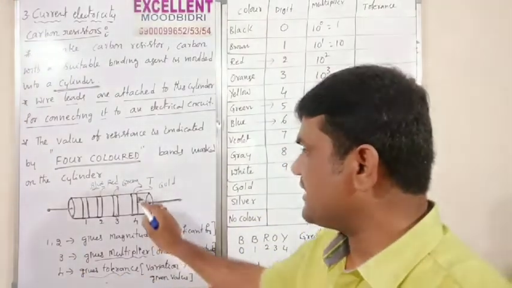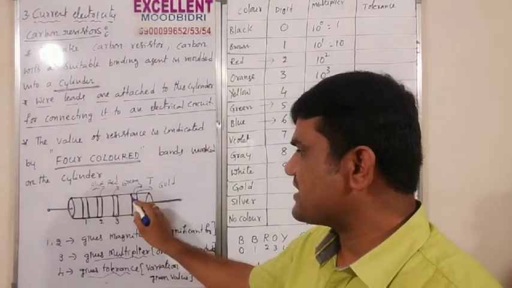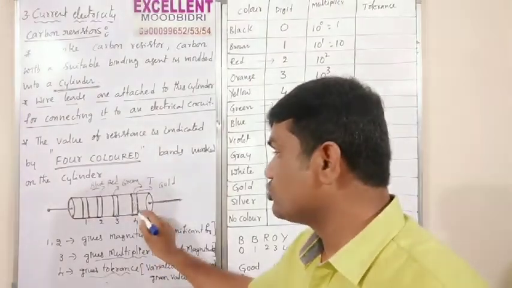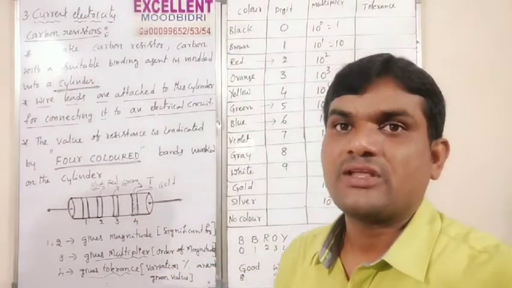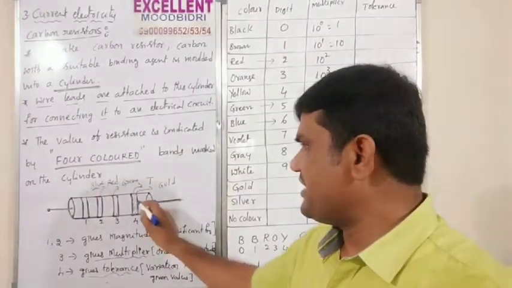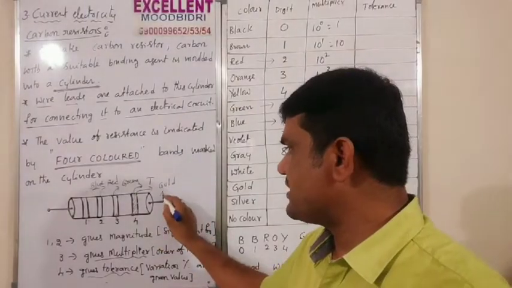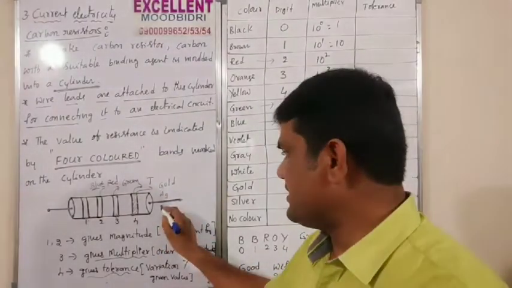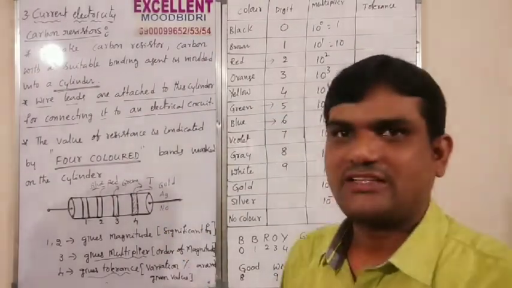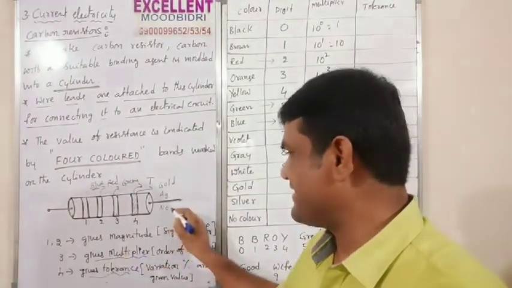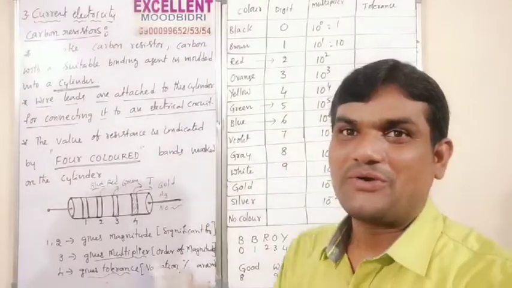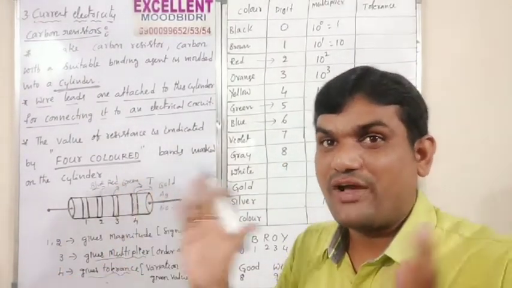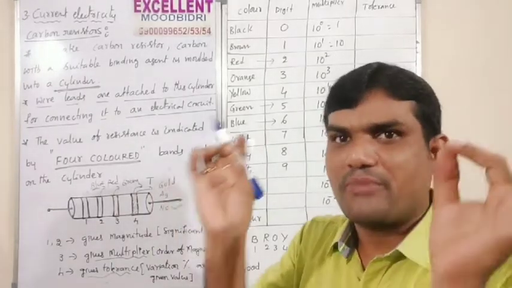Okay, the last color we will consider as the tolerance. For this tolerance we will consider three colors only. One is gold. Next one is silver. Next one is no color. There is no color, that we can consider as no color. No color tolerance is equal to how much? So these are all values you have to remember clearly.